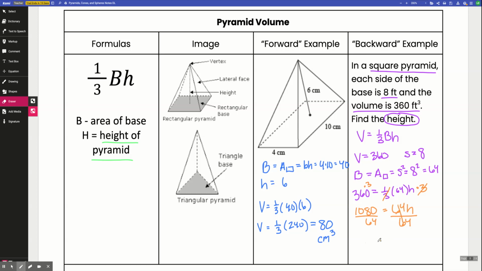All right, so I get that my height is 16.875, and then my unit is feet. All right. So that's a very typical working backwards example. Okay. All right. So give me just a second. Let me clear my screen off, and then we are going to talk about cones.